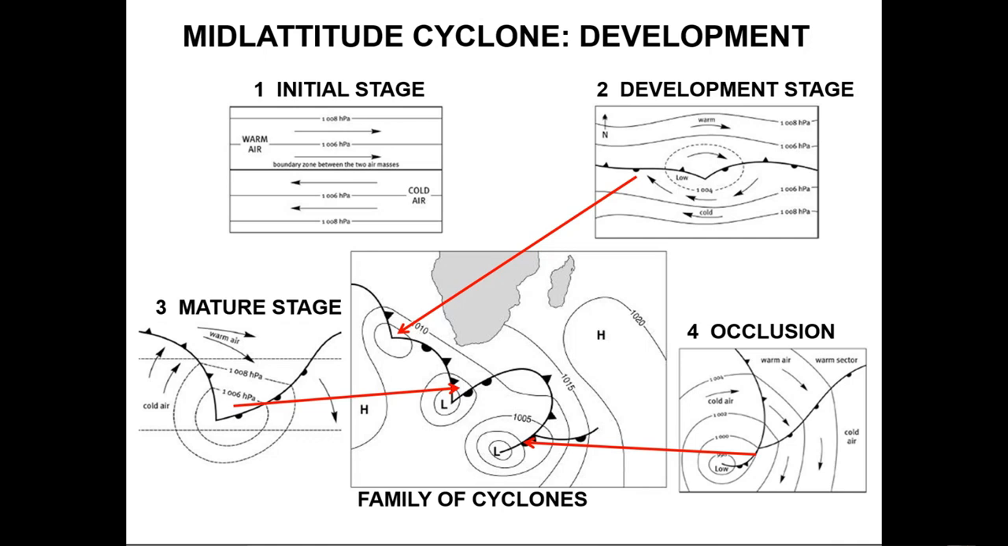Just to summarize quickly, the mid-latitude cyclone stages are: number one, the initial stage; number two, the development stage; number three, the mature stage; number four, the occlusion stage. Is the occlusion stage actually the last one? No, there is another stage, called the dissipating stage. This is the stage where it completely fizzles out.